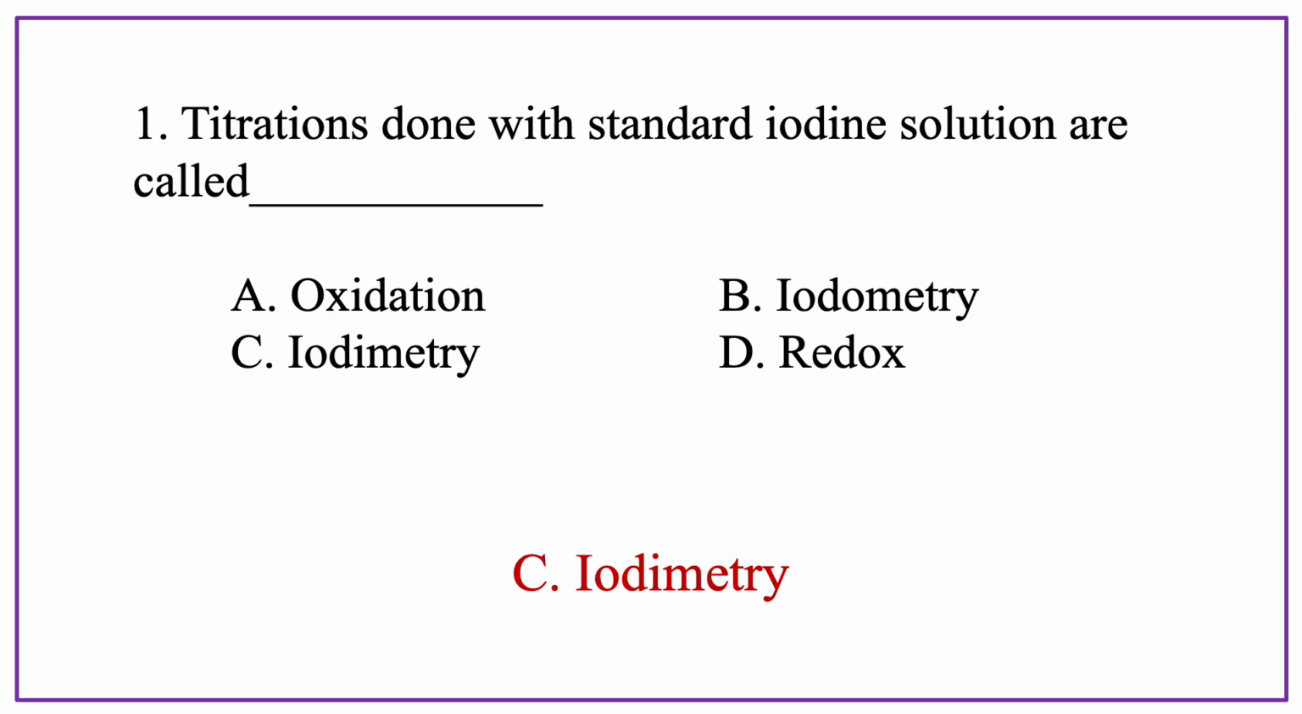Actually, the redox word has come from the oxidation half reaction and reduction half reaction. But the type of the titration is based on the iodine which is used, in the form of iodine or iodide. It is a type of iodimetry titration when standard iodine solution is used.